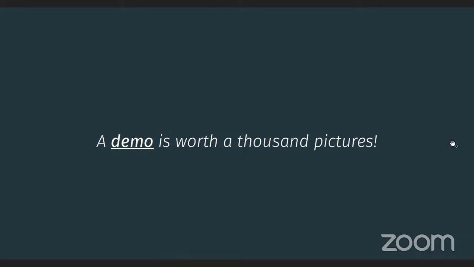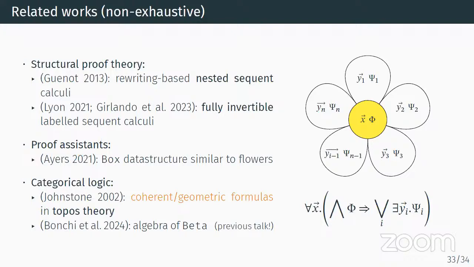Okay, so that's it for me. A bunch of related works. I'm just going to emphasize some interesting connections that might relate to this community. In particular, I've noticed this connection: if you want to interpret an arbitrary flower as a formula, here you get what is called topos theory and categorical logic. This is just a coherent formula, or geometric if you have an infinite number of petals. I haven't investigated this connection, but it's interesting. Thanks for your attention.